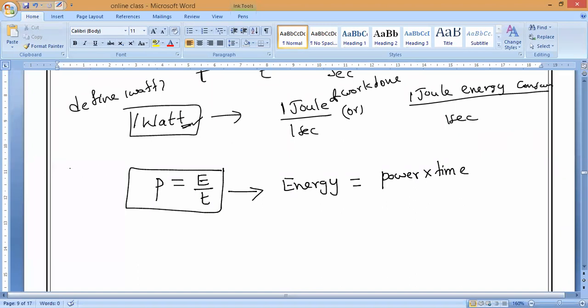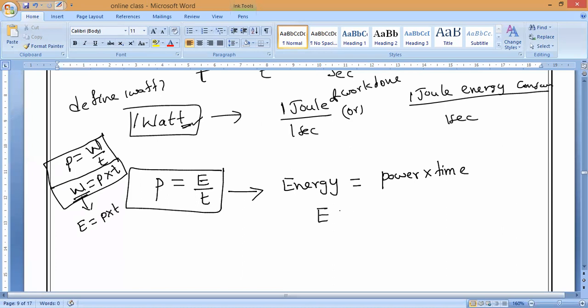Now, in the same way you can take work done also. So power P is equal to work done by time. This is also we can say, work done is equal to power into time. Is it okay, guys? Now, we know that work done is equal to energy consumed. So P into T we can write. So energy E is equal to, what is the formula, guys? Power into time. This is the only formula for calculating energy.